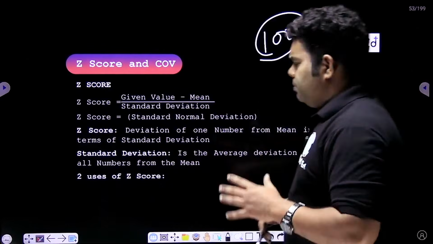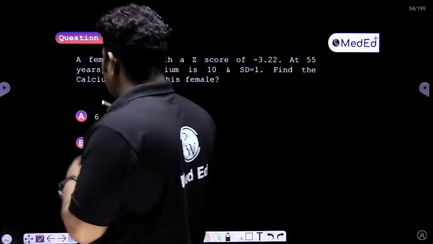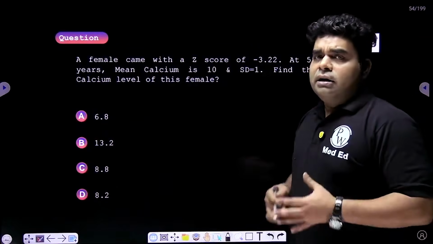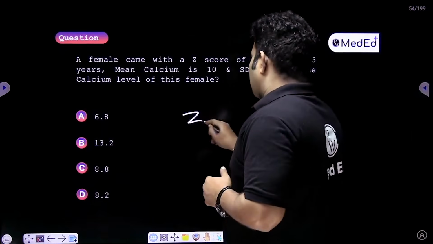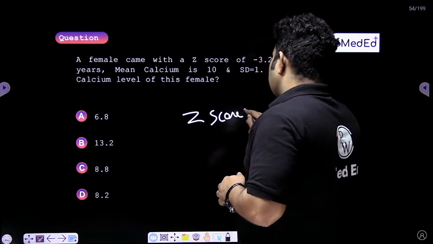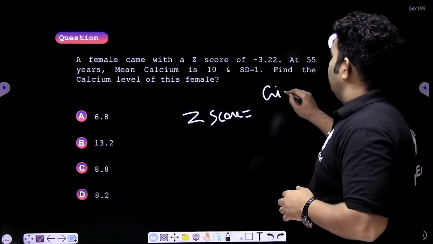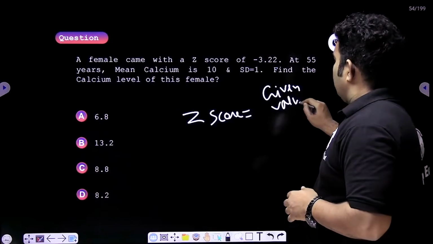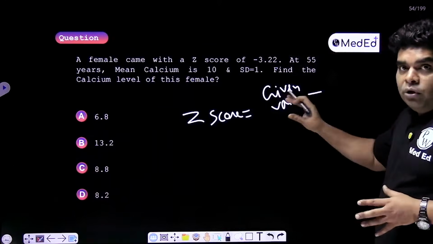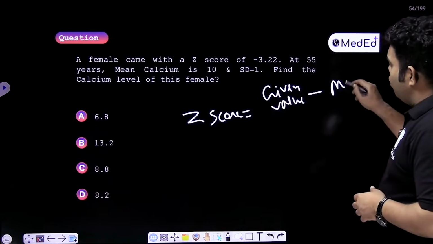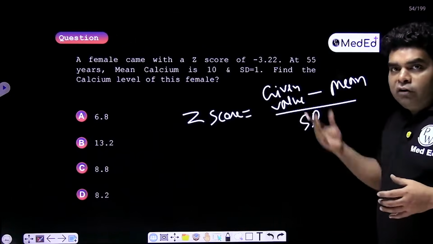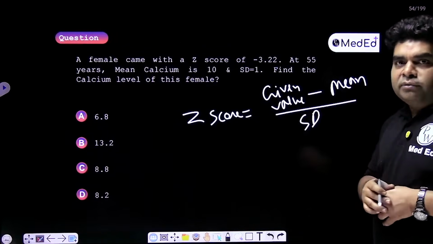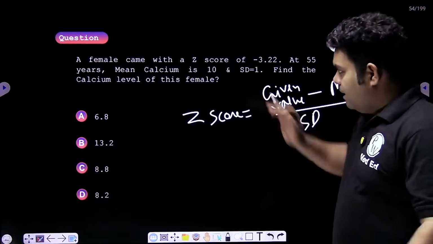So let me explain the meaning of Z score through this numerical, and it will make the concept of Z score very clear. The question is, of course, what is the formula of Z score? Z score is given value, any given value. You want to find how far is Rahul, that is the given value, from Monica, who is the mean of the class, in terms of standard deviation. How far is Rahul away from Monica in terms of standard deviation, that is Z score. Let me explain with this example.